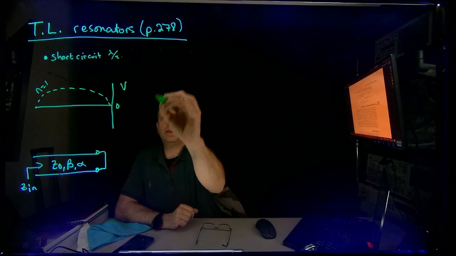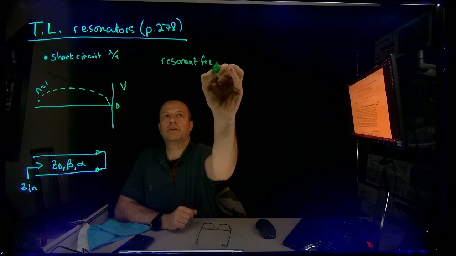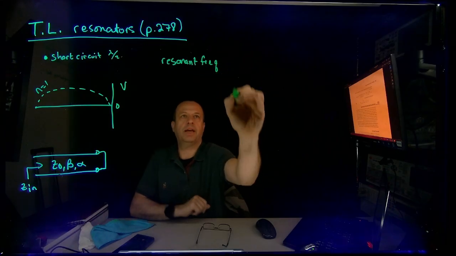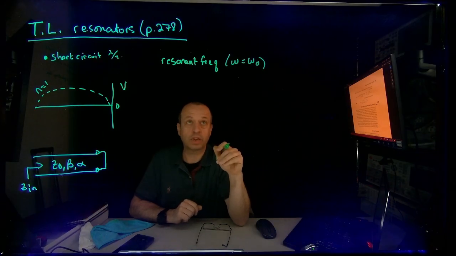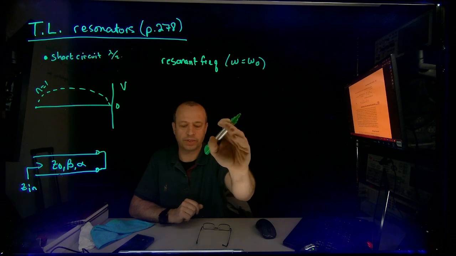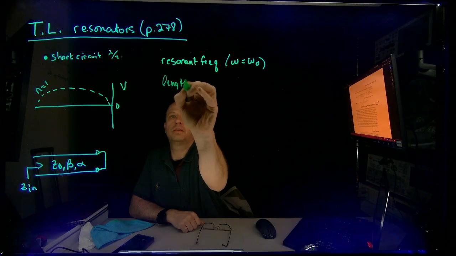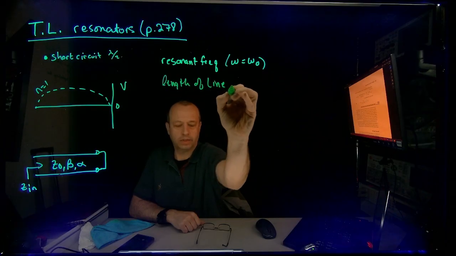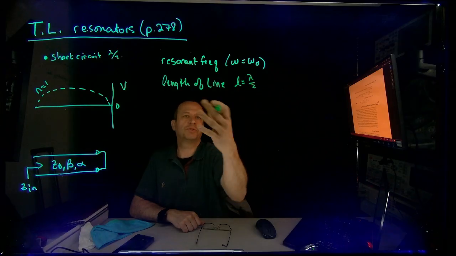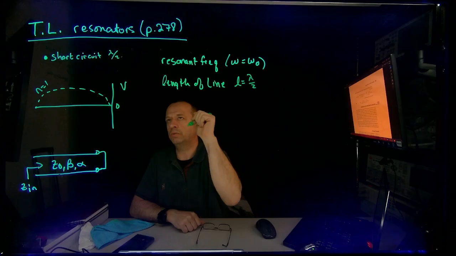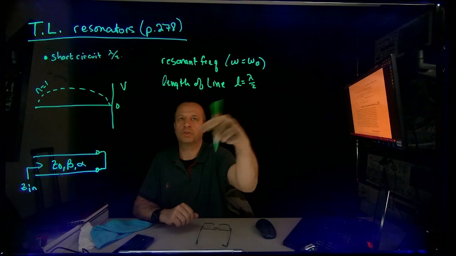So again, resonant frequency is based at omega equals omega naught. That is the criteria we're looking for to attain resonant frequency. And for this, the length of the line is just L equals lambda over 2. The reason I'm writing this out is because later on, when we get to quarter wavelength and then open circuit half wavelength, we're just going to replace these.